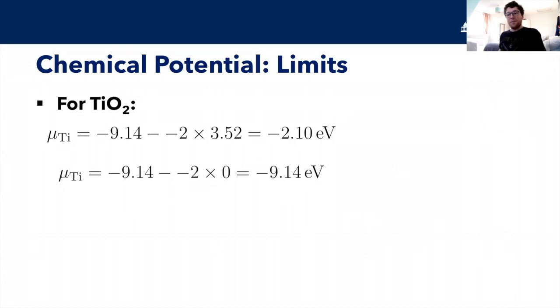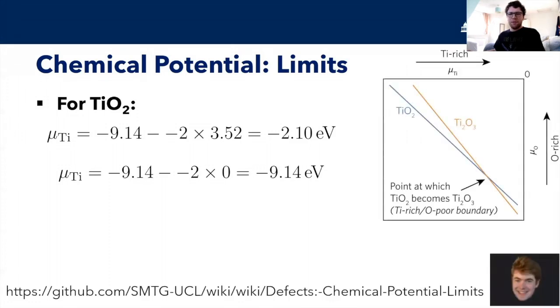And then to calculate the chemical potential limits of titanium for titanium dioxide, we can just simply plug the chemical potentials of oxygen back into the formation energy equation for titanium dioxide, which gives us these two limits. We could then do this for Ti2O3 as well. And we can plot both of these sets of answers like this. So what this shows is that you have TiO2 stable from up here down to here, which represents the minus 9.14 chemical potential up here, to the minus 2.10 chemical potential here. And then at this point, titanium sesquioxide Ti2O3 becomes more stable and is now the dominant competing phase as you approach the completely Ti-rich conditions.